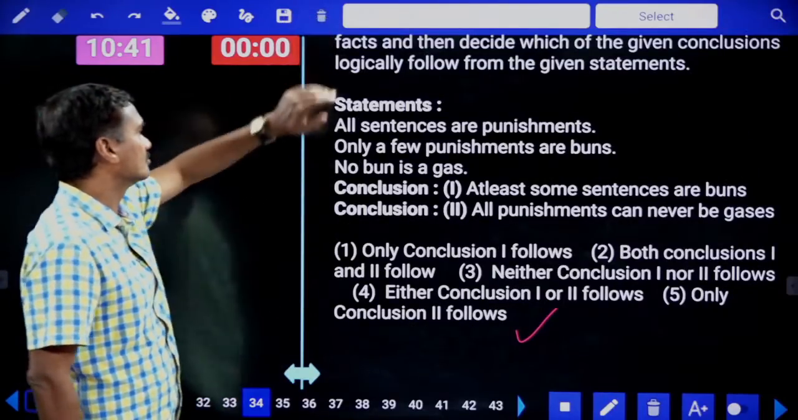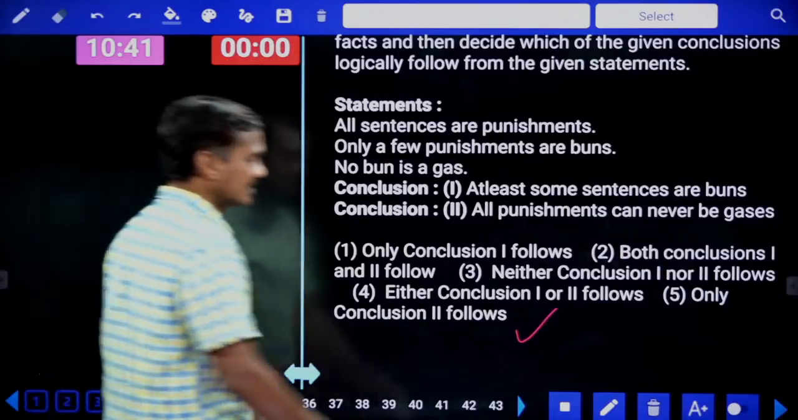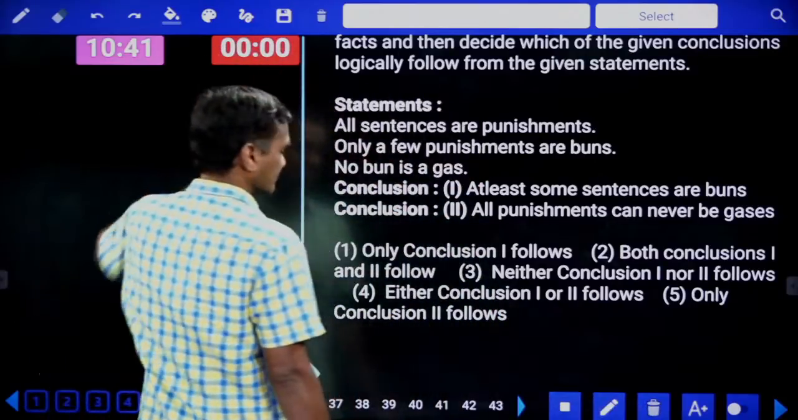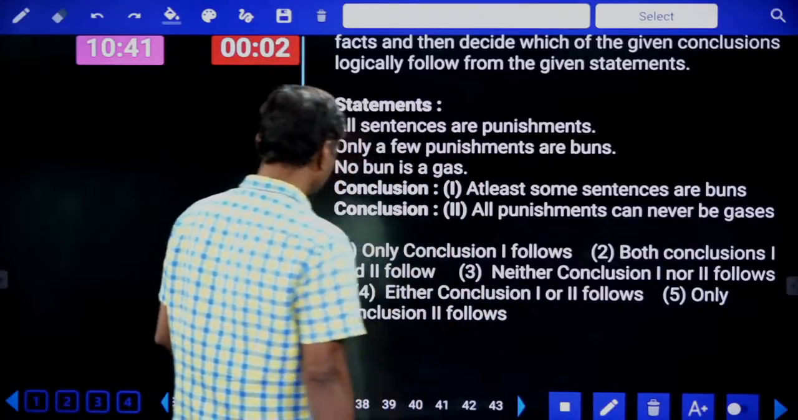Then let us start with question number 34. Now this 34 onwards, they are based on syllogisms. Okay, start working out the first one, syllogism.